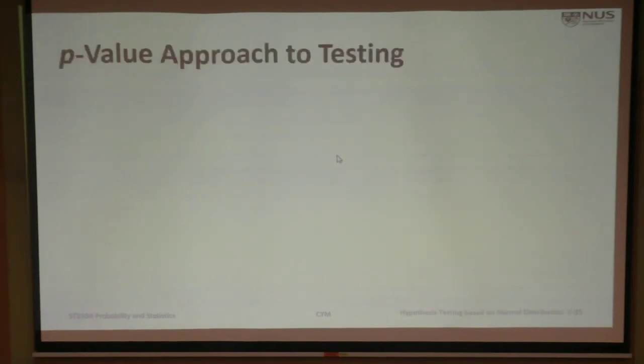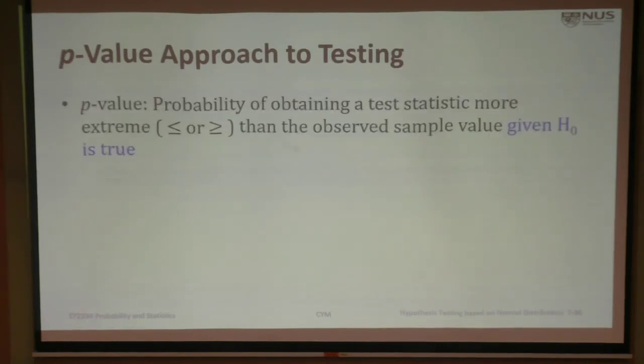Okay, there's a different approach to this problem. It's the p-value approach. All right. So what is a p-value? The p-value is the chance that you see a test statistic more extreme than your observed sample value, given H0 is true. It's a bit hard. That is the p-value.